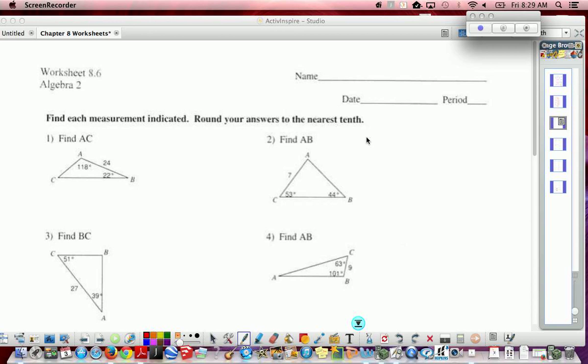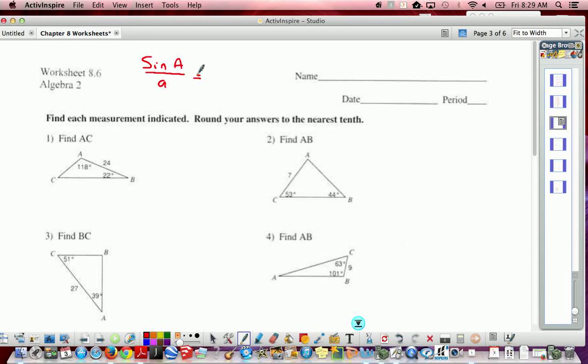All right, let's take a look at worksheet 8.6. On all of these, you're going to use the law of sines, whether you're trying to find a side or an angle. So the rule you're going to use is basically side of an angle over its corresponding side equals side of an angle over its corresponding side.